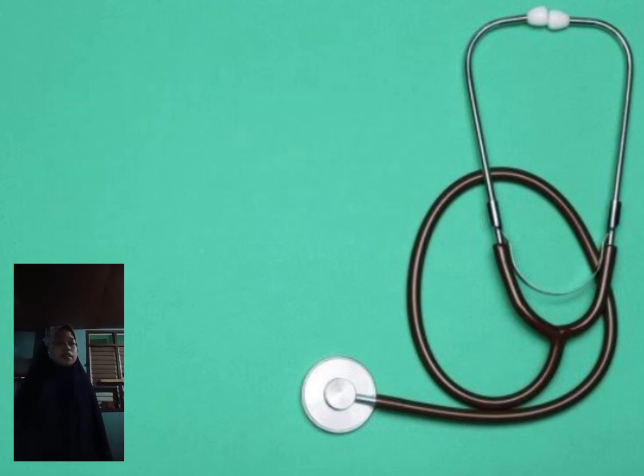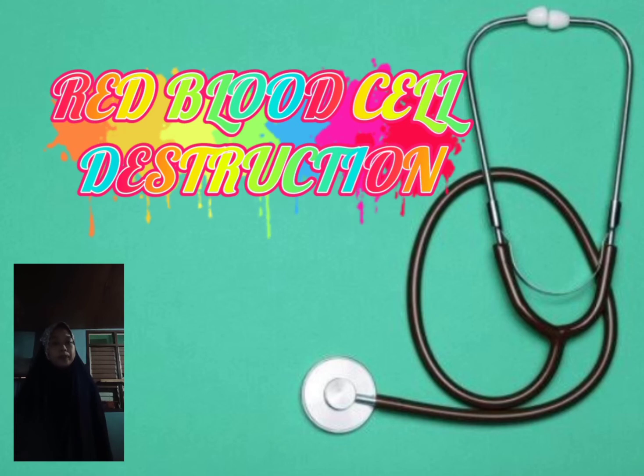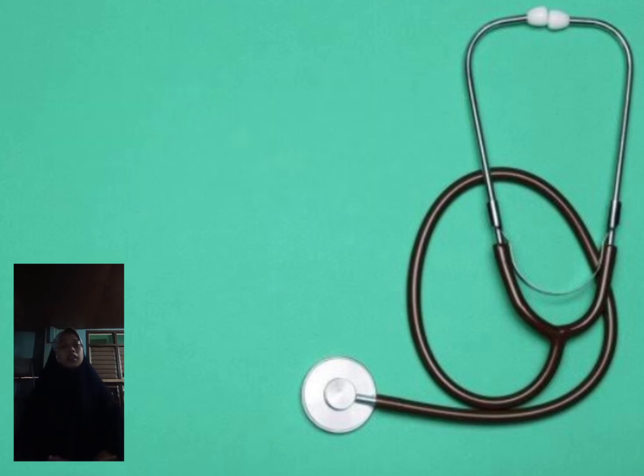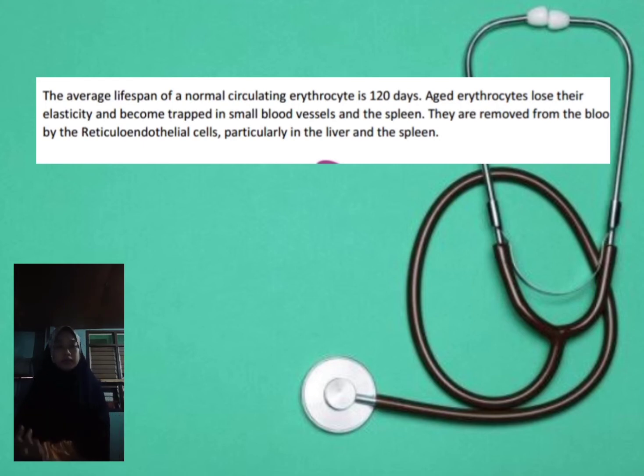And next is red blood cell destruction. The average lifespan of a normal circulating erythrocyte is 120 days. As I said earlier, aged erythrocytes lose their elasticity and become trapped in small blood vessels and the spleen. They are removed from the body by reticuloendothelial cells, particularly in the liver and the spleen.